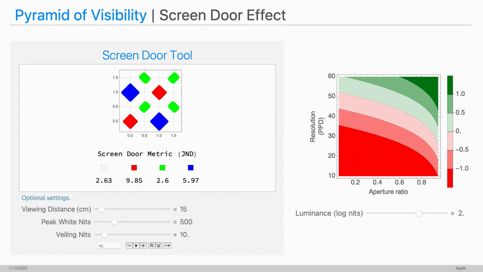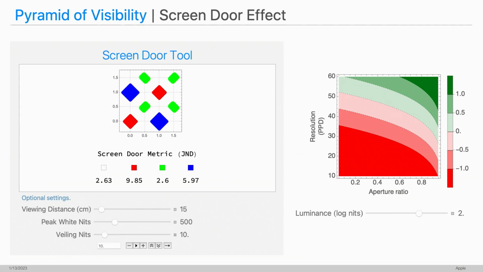And as you'll see here, the worst case is actually the full red screen, for reasons that I could go into. Anyway, this is very useful if you want to play around with your design parameters. We can also produce a plot like this, a slightly simplified representation, where here we're looking at the aperture ratio. That's the amount of the pixel area that's illuminated. This is the pixels per degree, which again is going to be based on the pixel pitch and the viewing distance. And this color code here is actually log J&Ds.